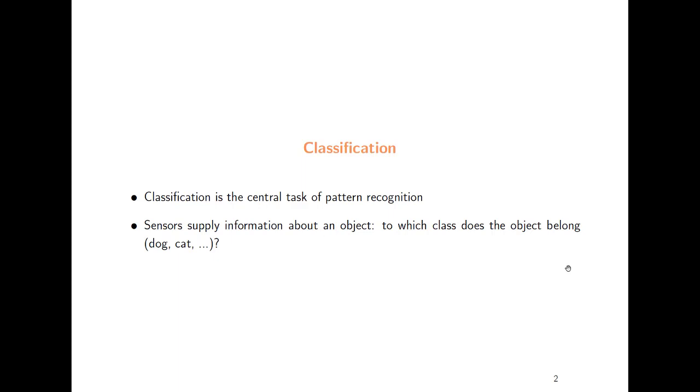For example, in a setting in biology or in robotics, sensors supply information about an object, and one needs to decide to which class the object belongs. Is it a cat? Is it a dog? Is it a person? And based on this class assignment, an agent might act differently. If it's a tiger, maybe the agent tries to hide. If it's something to eat, it will react differently.